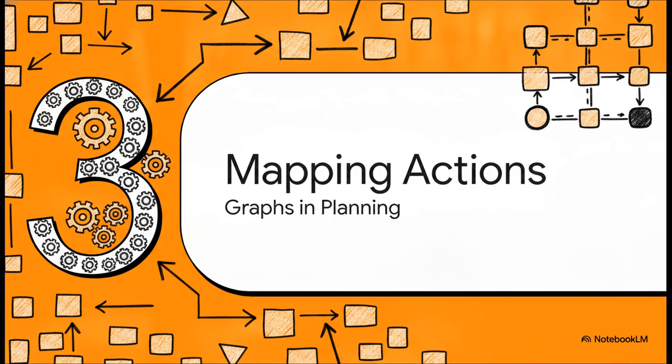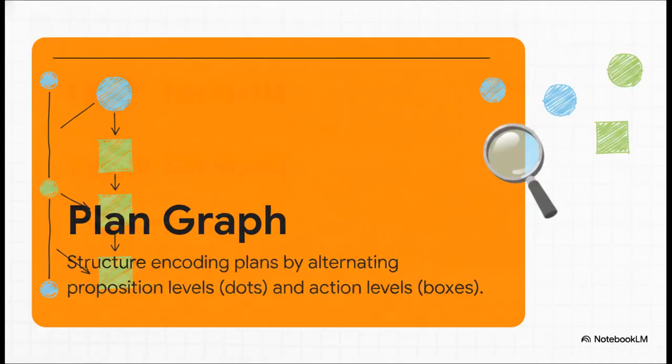Section 3. Mapping actions and graphs in planning. The crucial takeaway here is that a plan graph is what visually organizes our timeline. It neatly separates the state of the world from the actions being taken. It's this alternating structure. Even-numbered levels represent propositions, which are basically just the facts that are true at that exact moment, and they're drawn as dots. Odd-numbered levels represent the actual actions we can take, which are shown as boxes.